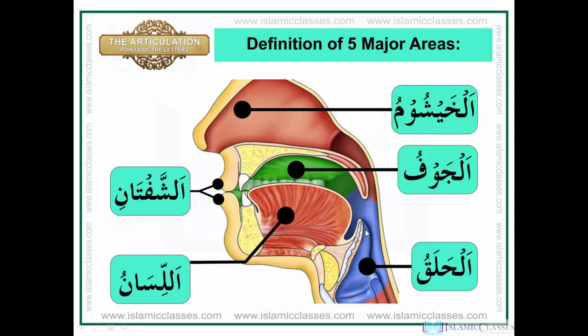Al-halaq, the throat. From the throat we deliver 6 letters. And the last one is al-lisan. There are 10 articulation points from where we deliver 18 letter sounds. So keep these 5 major areas in your mind when pronouncing the letter sounds. Once you remember these 5 major areas, you can learn more easily the sounds of Arabic letters and how you can pronounce the correct sound of Arabic letters.